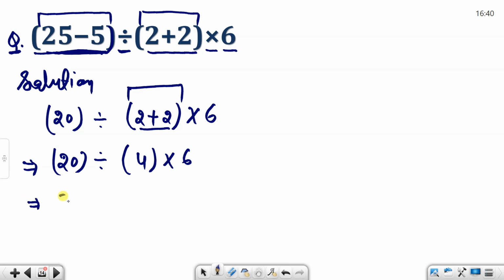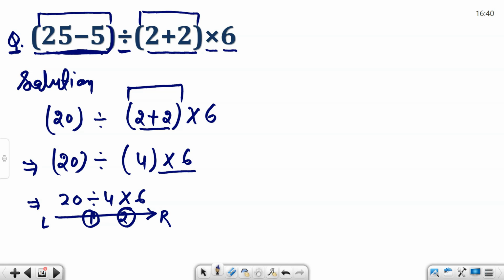Now let's solve it further. 20 divided by 4 times 6. Now you'll check from left to right. When checking from left to right, the first priority goes to division. The second priority goes to multiplication. So, let's solve it further.